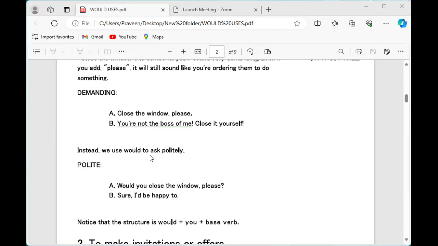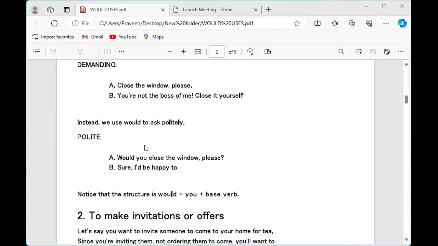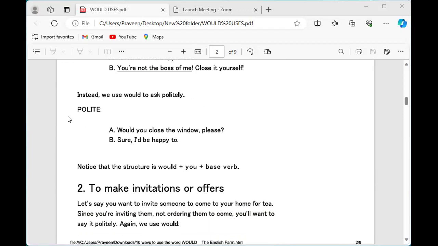Instead, we use would to ask politely. Would you close the window, please? Sure, I would be happy to. When we use would, it is more polite to ask. Notice that the structure is would plus you plus base verb.